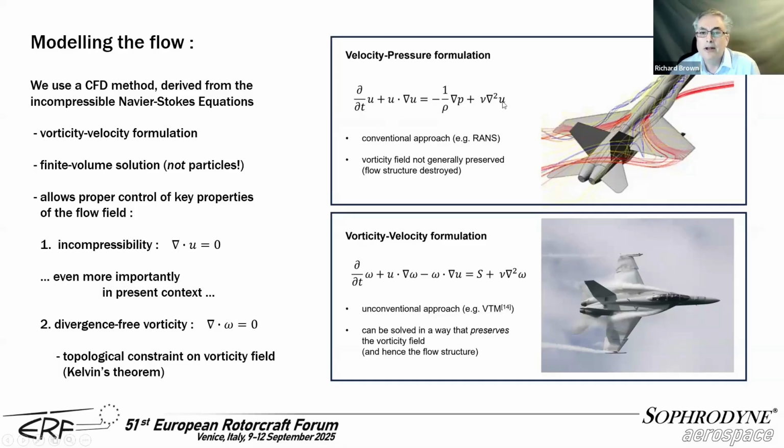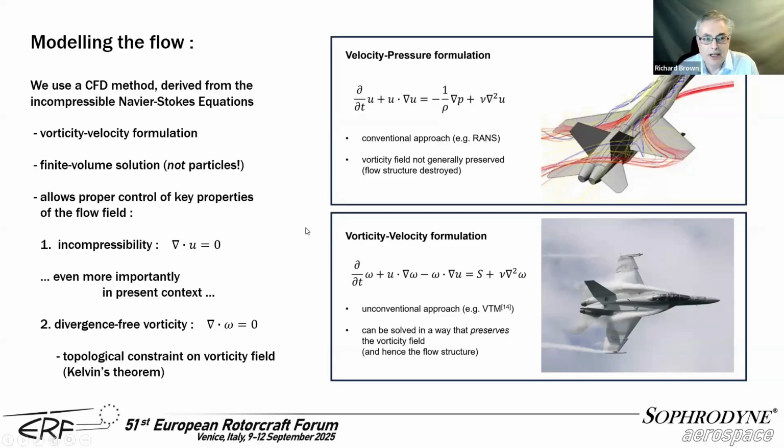This is the Navier-Stokes equations written in velocity pressure formulation. The U is the velocity and the P is the pressure. Now, the problem with that particular approach is that you don't gain an appreciation of the innate structure of the flow, which is contained within the vorticity field. In fact, these methodologies don't often preserve the vorticity field. They misrepresent it in certain ways, so that the flow structure is actually destroyed as the simulation progresses.